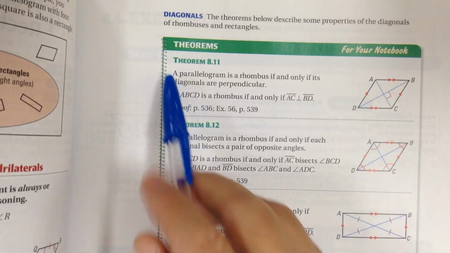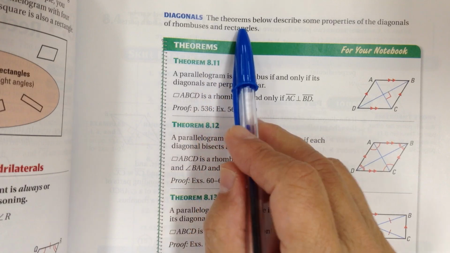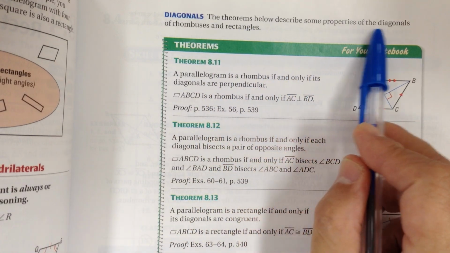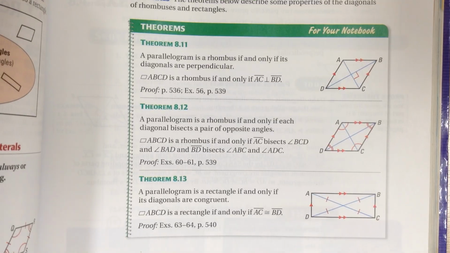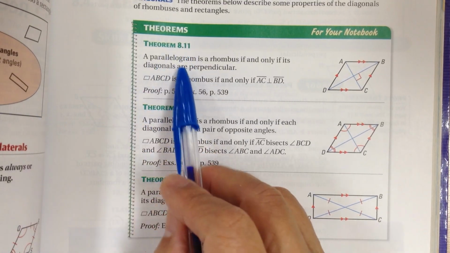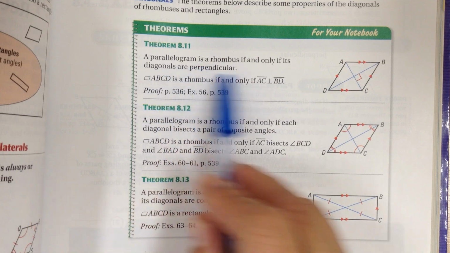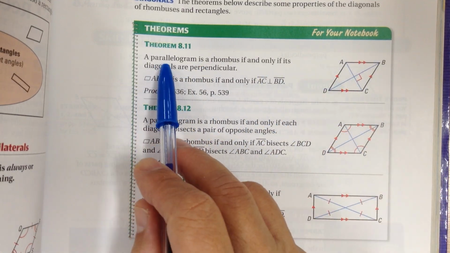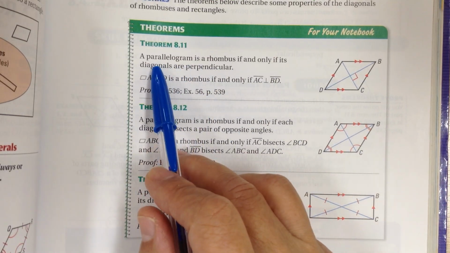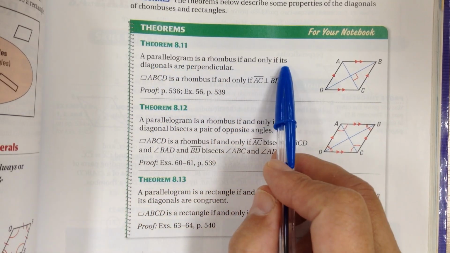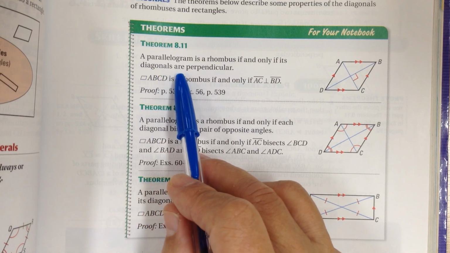Let's go to page 535. The theorems below describe some properties of the diagonals of the rhombuses and rectangles. So theorem 8.11, a parallelogram, the definition of parallelograms is has 2 pairs of parallel sides. A parallelogram is a rhombus if and only if its diagonals are perpendicular.